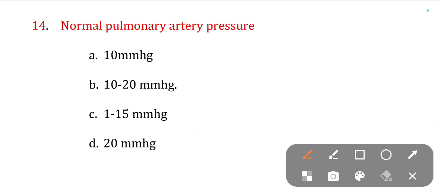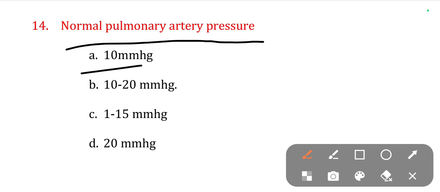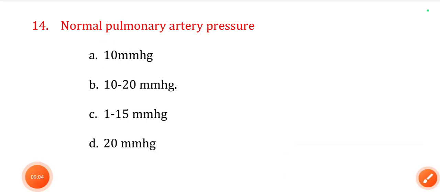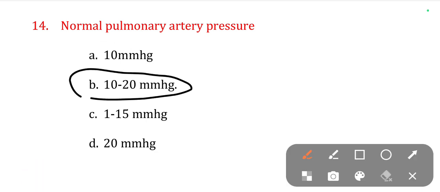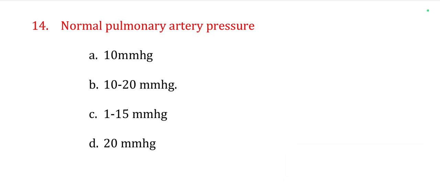The next one is normal pulmonary artery pressure is. So what is the normal pulmonary artery pressure? Options are 10 mm of Hg, option B 10 to 20 mm of Hg, option C 1 to 15 mm of Hg, option D 20 mm of Hg. The right one is option B, 10 to 20 mm of Hg. During exercise, this pulmonary artery pressure can increase up to 25 mm of Hg.